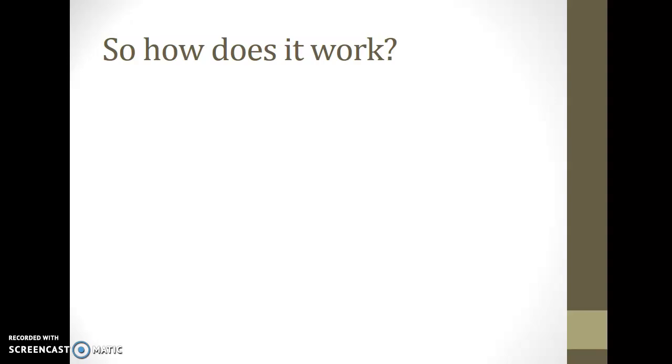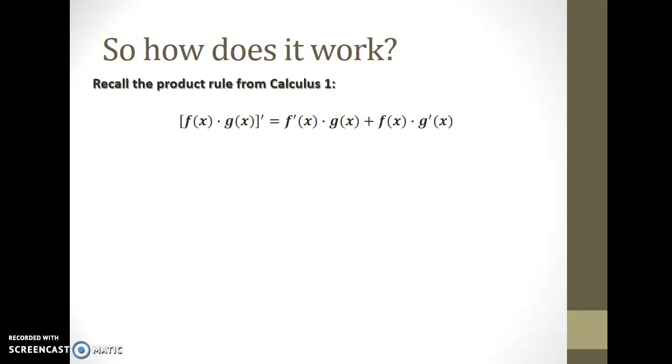So how does this work? Well, integration by parts could be thought of as the product rule backwards. So here is what the product rule would have taught you in Cal 1, which is that the derivative of f times g can be replaced by f prime g plus f g prime.